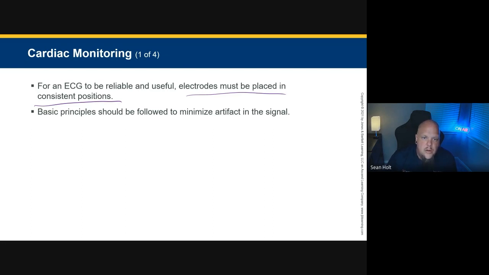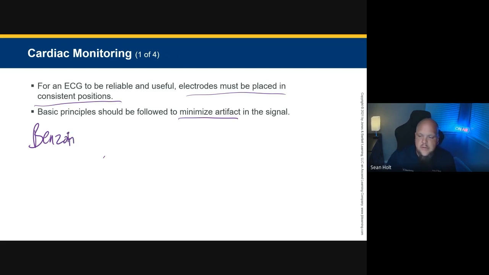So try to minimize artifact. That means they need to stick to the patient really well. If the patient's really sweaty, we need to dry off that area that we're going to put the electrode on first, maybe even wipe it with an alcohol prep or abrade it with sandpaper tape, which is sometimes supplied on the ambulance. You abrade that area, you wipe it off with a towel, and those electrodes suddenly stick super, super well. All right.